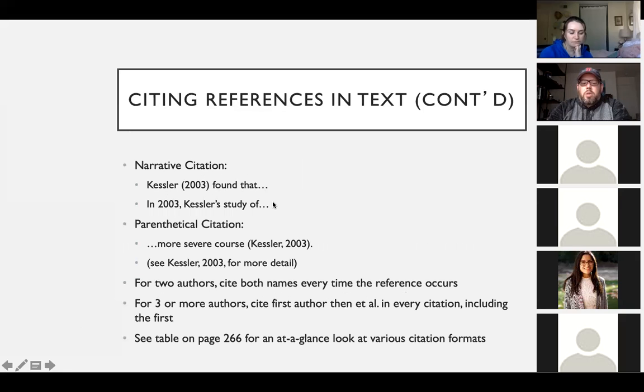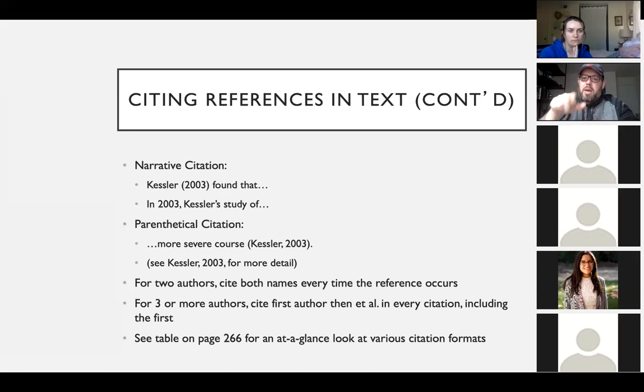So moving to different ways of citing in your work, you may have some work where you would use a narrative citation, which means that you actually include the author's names within the sentence itself. So these are two examples of how a narrative citation might be formatted. Kessler, followed by 2003, the year that Kessler's work was published, found that, is an example of including some of that information right within the sentence itself. You could also format it as, in 2003, comma, Kessler's study of ... found that, right? That's another way of doing that.